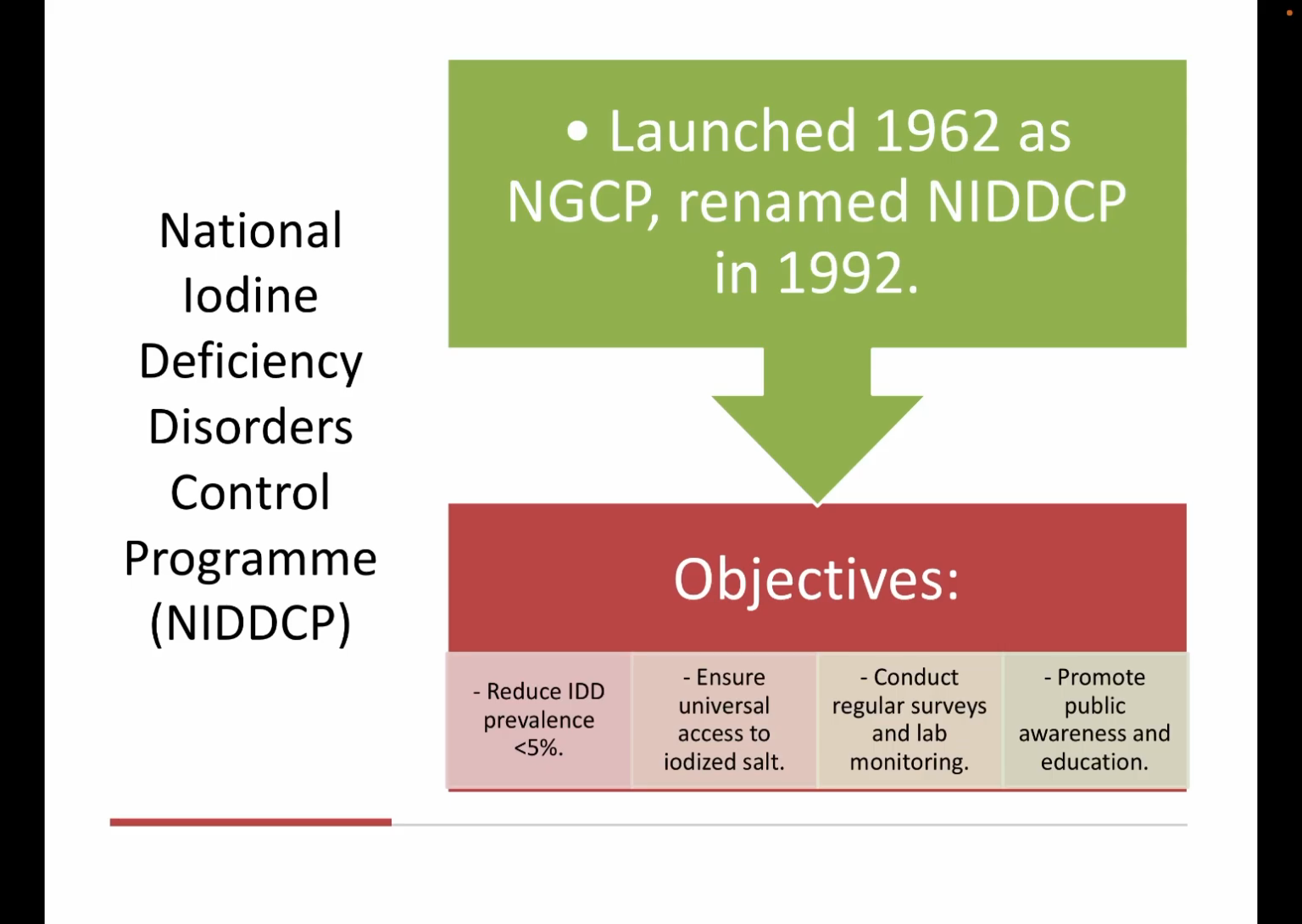surveys are required. So now, coming to the National Iodine Deficiency Disorder Control Program, it was launched in 1962 as the National Goiter Control Program and renamed in 1992 as the National Iodine Deficiency Disorder Control Program. The objectives are to reduce iodine deficiency disorders to less than 5% in endemic areas, ensure universal access to iodized salt, conduct regular surveys and lab monitoring, and promote public awareness and education.